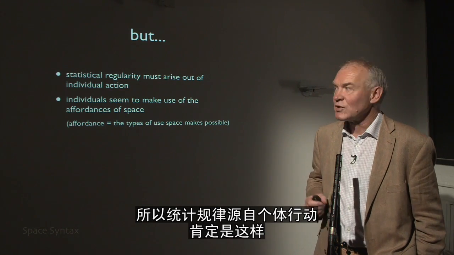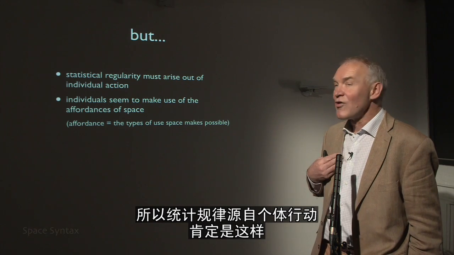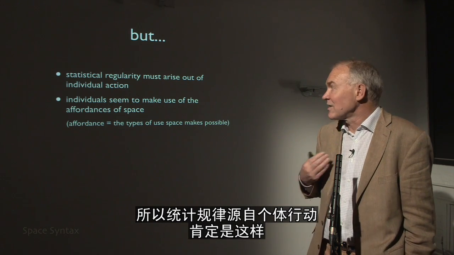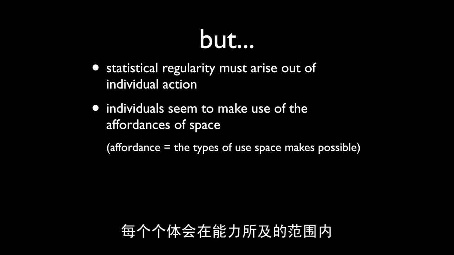So, statistical regularities arise out of individual action. They must do. It must be the way that we individually make decisions about how to move around the city that leads to the observed flows of people passing through space that come out in my scattergrams against movement and spatial depth. Individuals make use of the individual affordances of the types of space that they work in or live in.